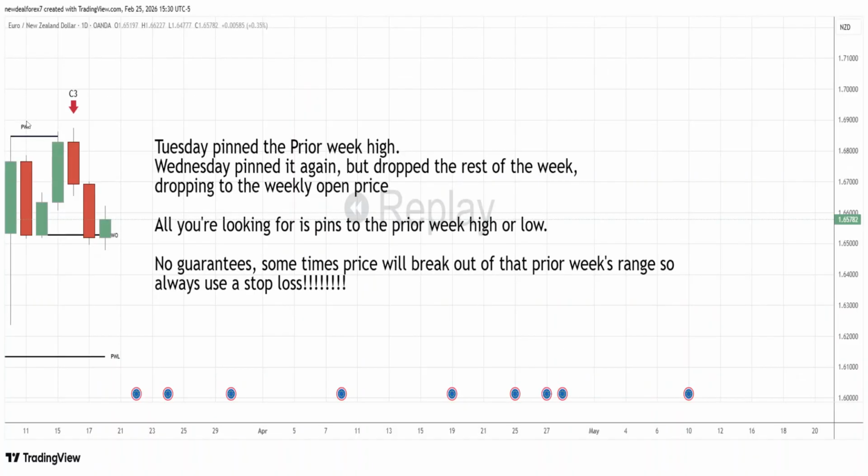So using our market levels indicator, we see here the prior week high right here. Price wicked it twice, which sometimes you will have.